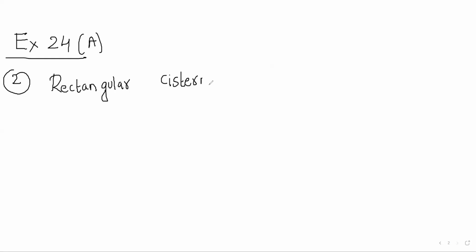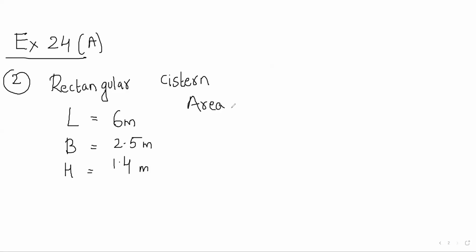Now, what is this? It is nothing but a rectangular box whose length is given as 6 meters, breadth is given as 2.5 meters, and depth is given. Depth is nothing but the height. Height is given as 1.4 meter. They are asking us, find the area of iron sheet required. Find the area of iron sheet required to make this cistern, make this box. Area of iron sheet required.